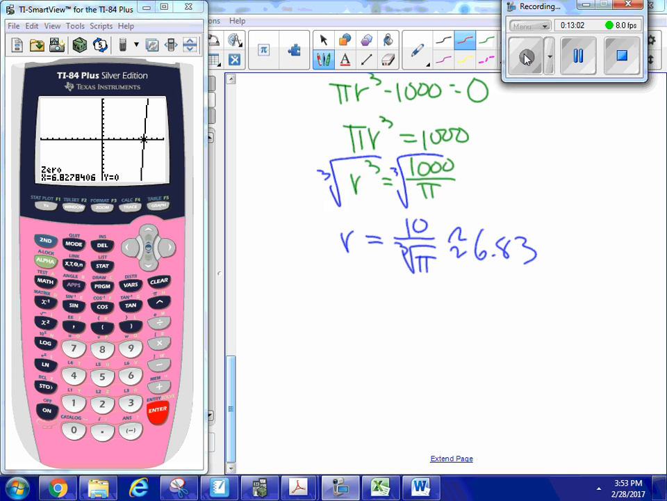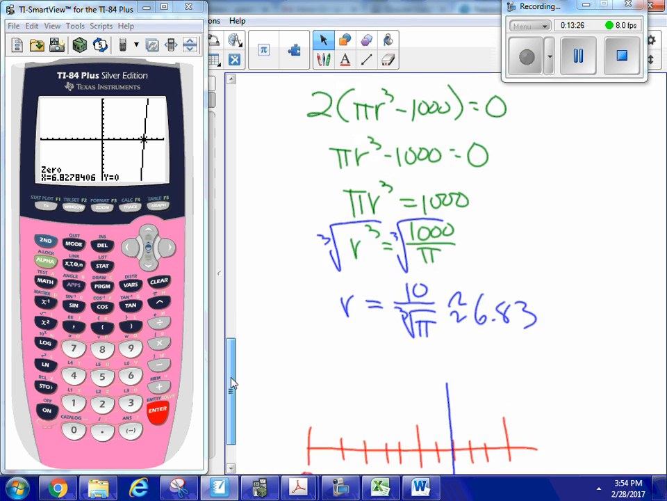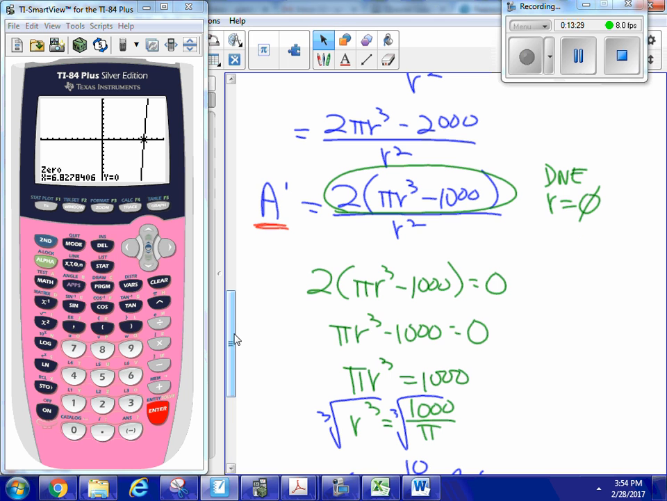So I'm going to set up a number line. I'm just going to start at 0 since I don't have any negative numbers. And here's 1, 2, 3, 4, 5, 6, 7, 8, 9, 10. And I'm at 6.83, I think it was. So 6.83. Let's look to the left of that. Let's get our derivative formula right here. All I need to determine is whether it's a positive number or a negative number.